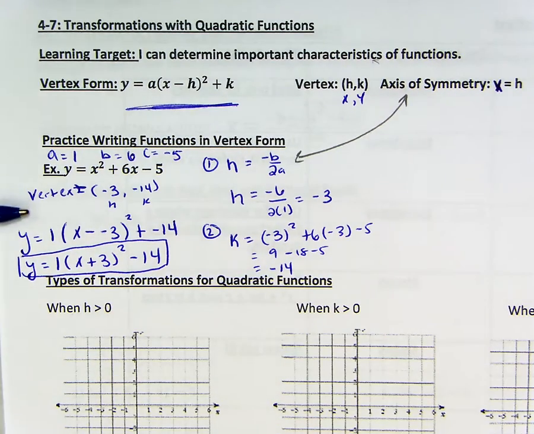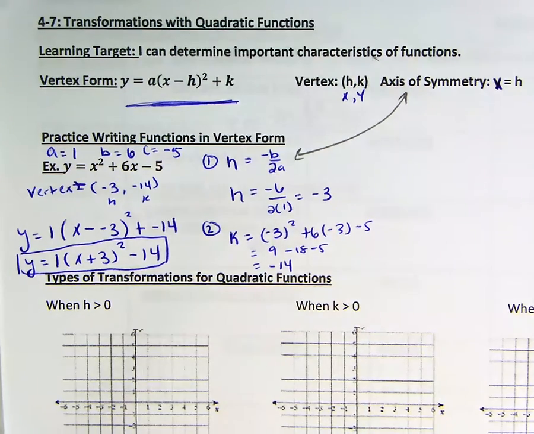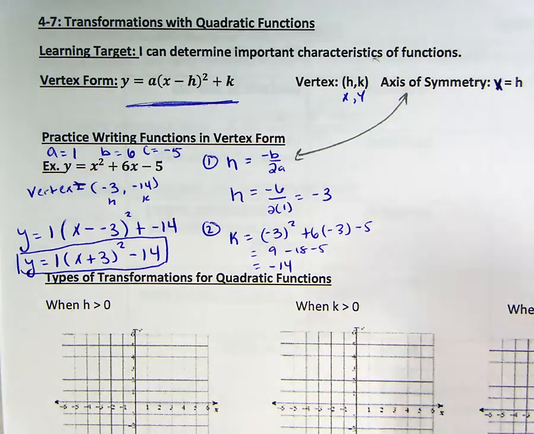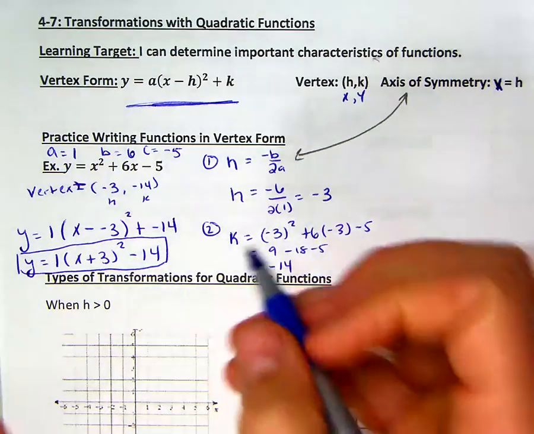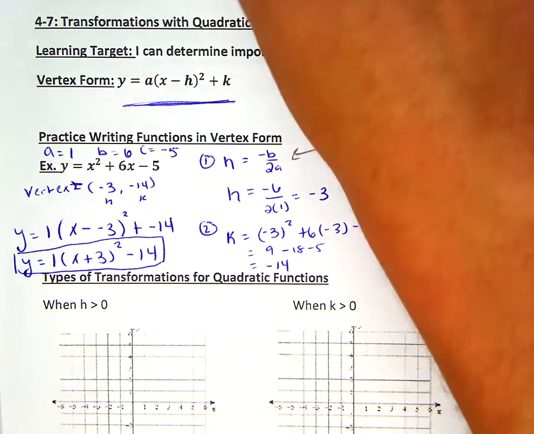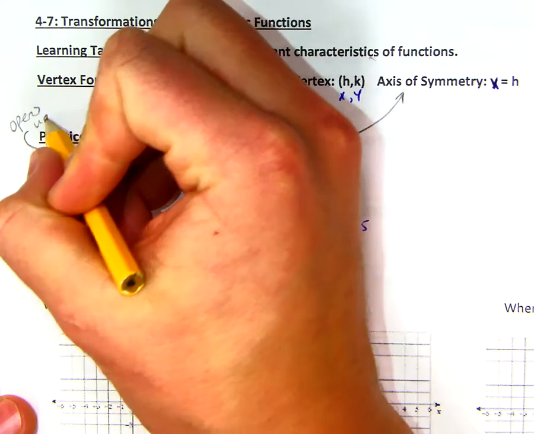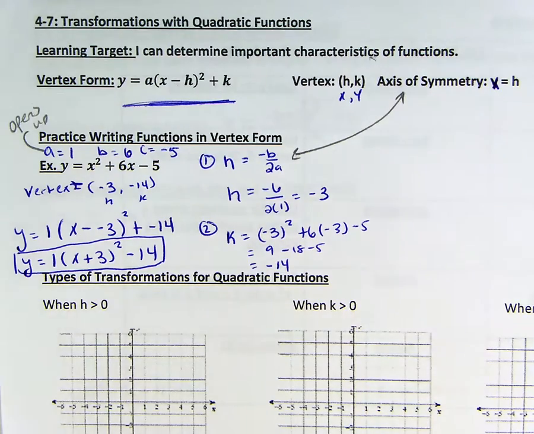So we got our vertex here, and the axis of symmetry is right here. The only other question we would ask would be, is it opening up or down? And since a is positive, it opens upward. Opens up.